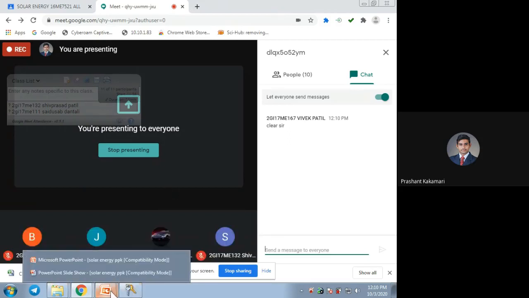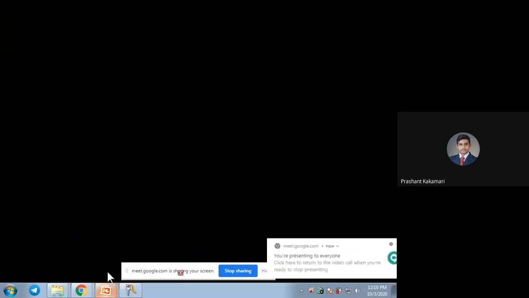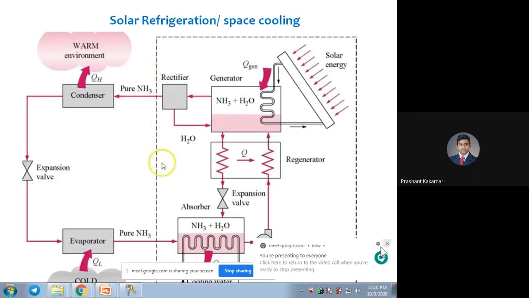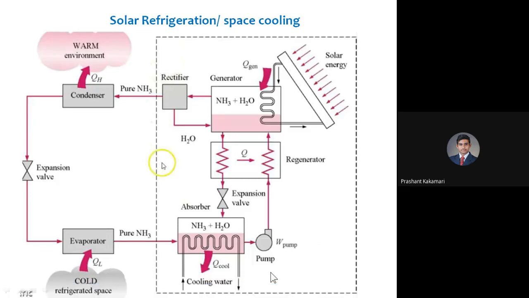So I have started with refrigeration system. You can recall both the vapor compression system as well as vapor absorption systems. For the vapor compression system, we need to run a compressor. In that compressor, we need to use electrical power. That electrical power can also be obtained from solar energy, one of the methods, or in the absorber type of refrigeration system, the vapor absorption system.